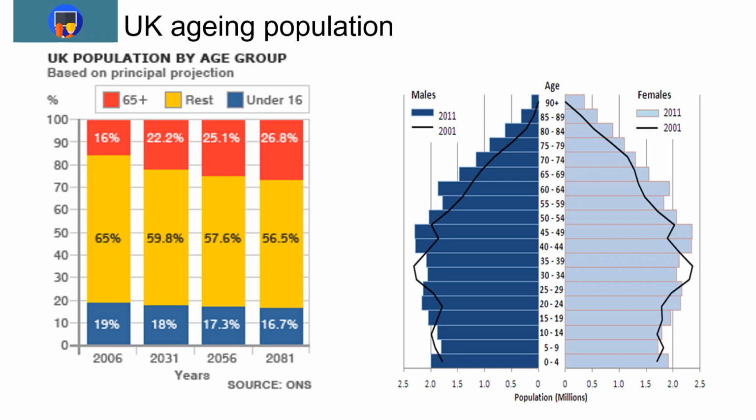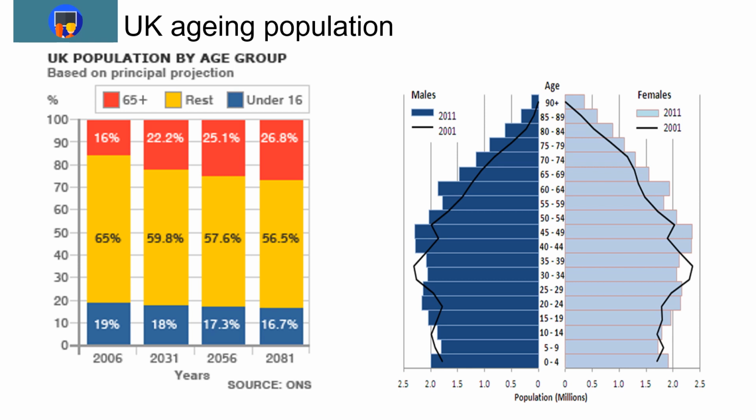In 2006, 19% of the UK's population was under 16. In 2031, this is predicted to decrease to 18%. In 2056, this is predicted to decrease to 17.3%, and in 2081, this is predicted to decrease to 16.7%.